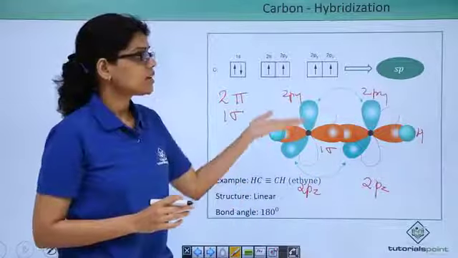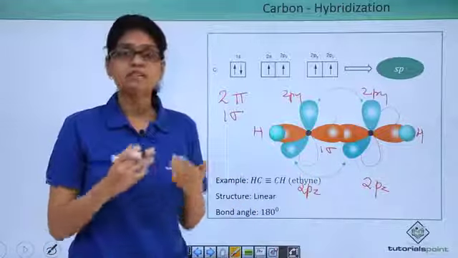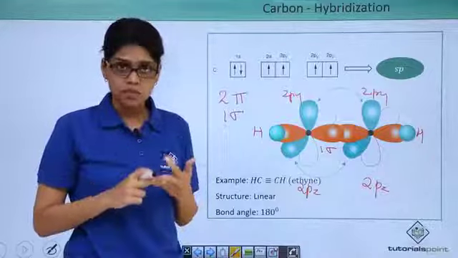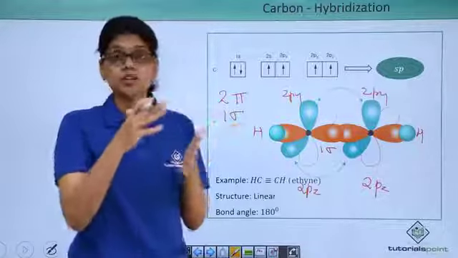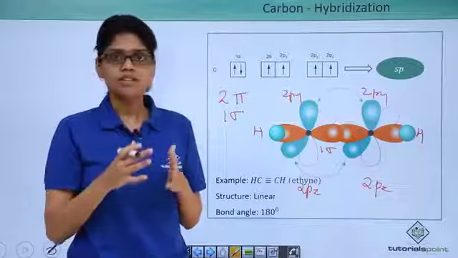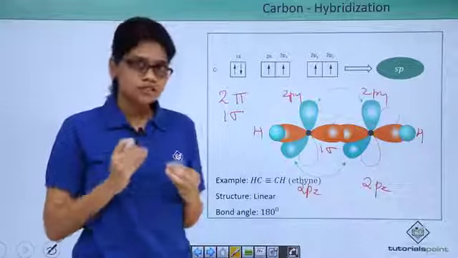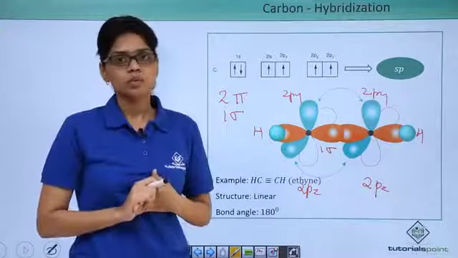So I hope you are clear on all the different hybrid states, sp3, sp2, sp, the different structures involved, and the bond angles involved. Let us try to understand hybridization by taking a few examples.